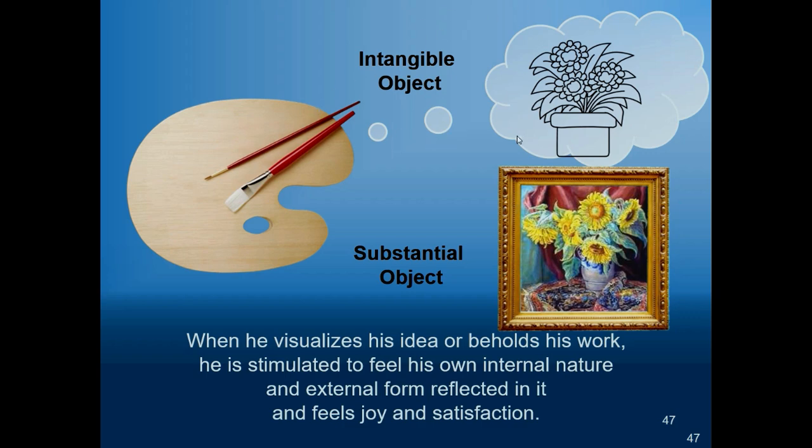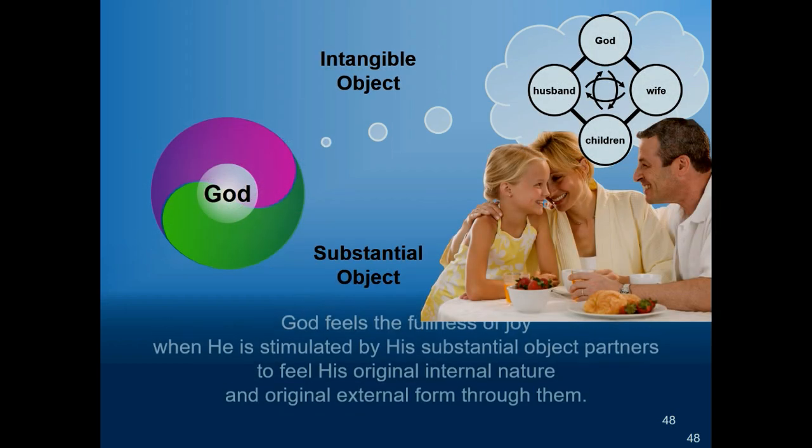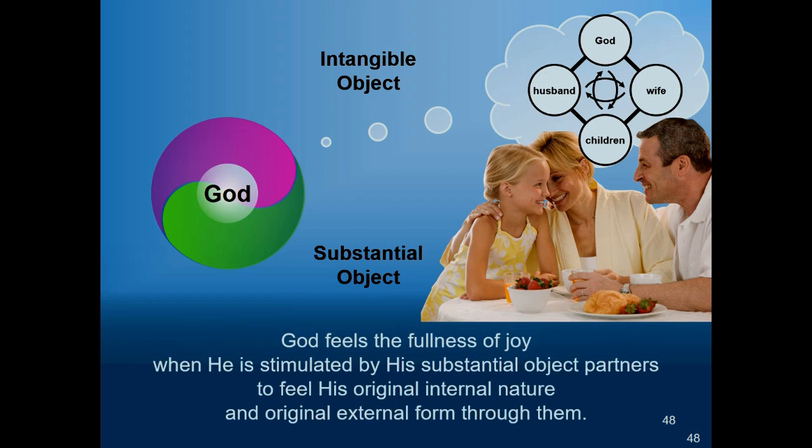When the artist sees his work of art, when he beholds his work, he feels joy and satisfaction. The same with God: when he sees the creation fulfilling a reflection of him, he beholds the work of his creation, and God also feels joy and satisfaction. God feels the fullness of joy when he is stimulated by his substantial object partners to feel his original internal nature and original external form through them. He visualizes this first, and after, when this is fulfilled, God feels greater joy.